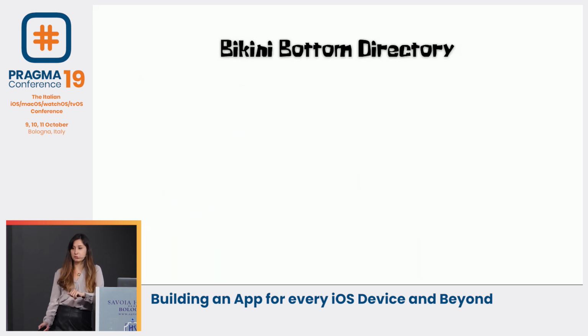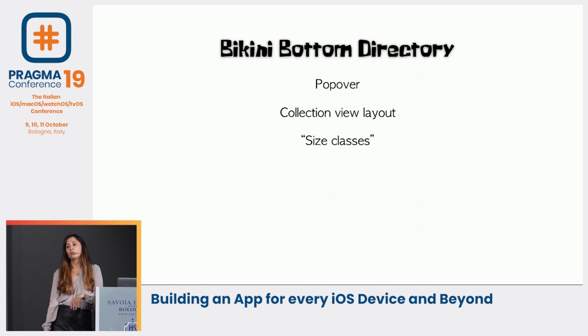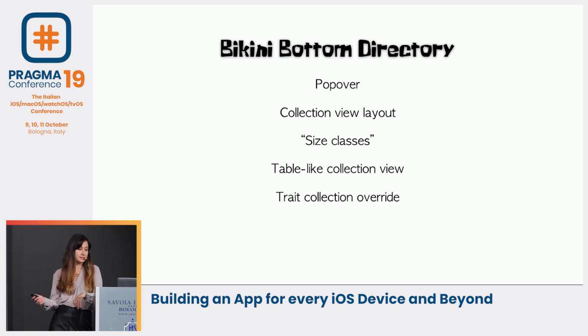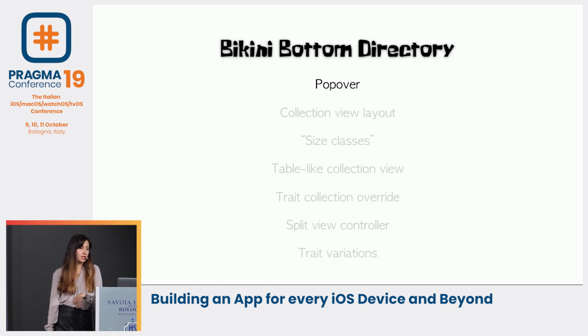And so here are some of the things we're going to cover. We're going to use popovers. We're going to talk about collection view layout. We're going to talk about size classes and their limitations. We're going to talk about collection views that look like table views. We're going to talk about trait collection overrides. We're going to talk about split view controller. And finally, about trait variations. So let's start with the popover.